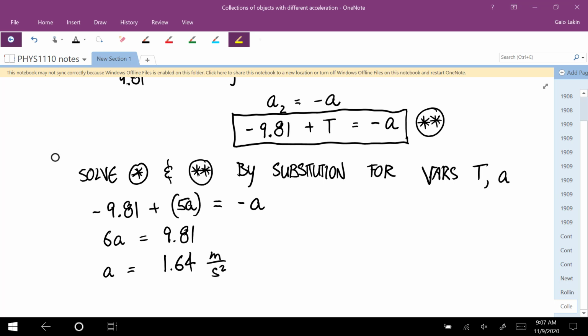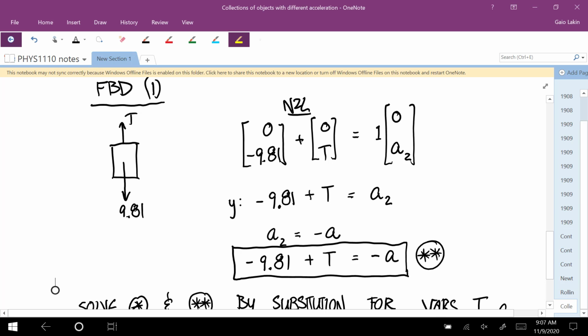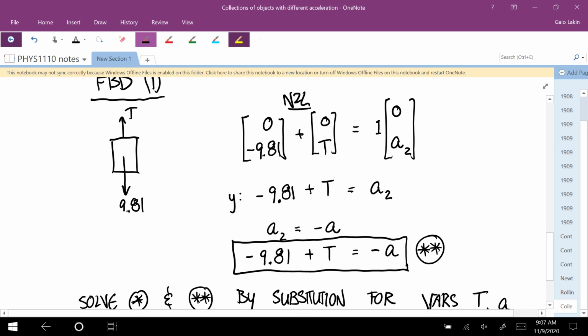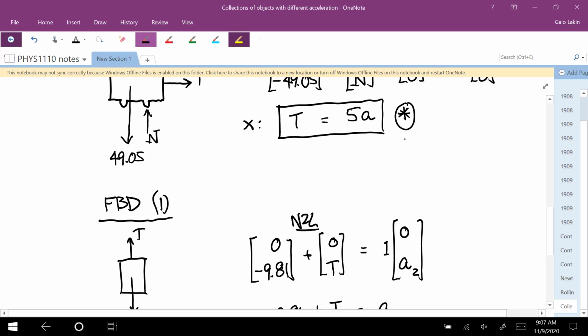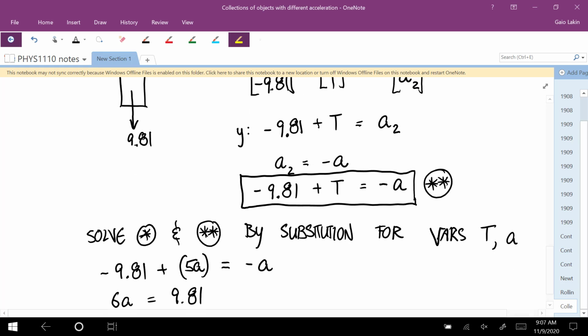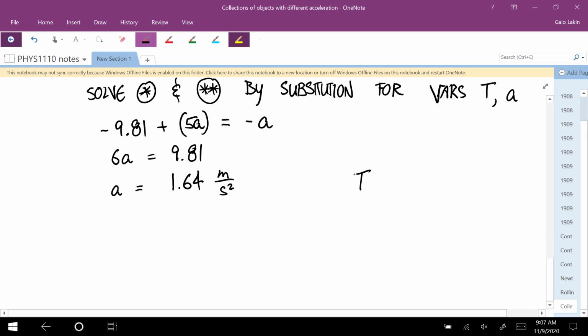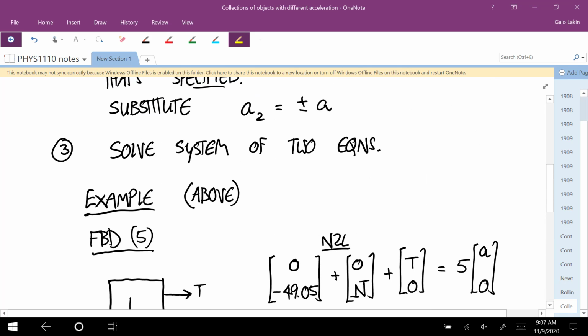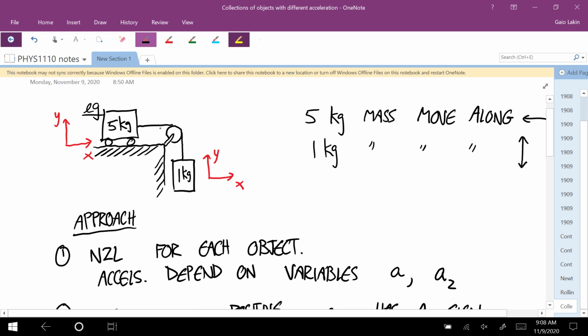Now you can use that to calculate T. So just go back to whichever one of these two starred equations looks simpler for finding T. In this case, I guess that's the first one. And T is equal to 5 times A. So let me calculate that, 5 times 1.64. We get that T is equal to 8.20 newtons. So the tension force in this cable is 8.2 newtons.